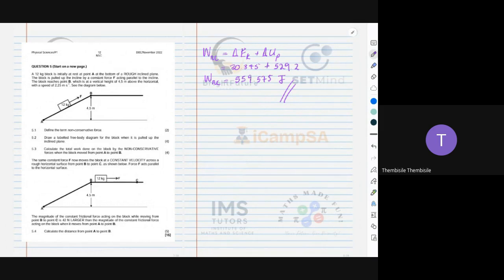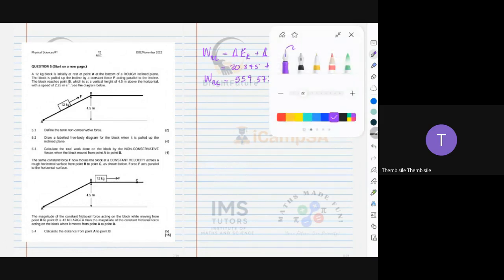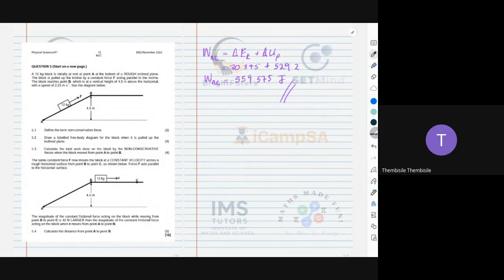Okay. Someone said they can't see the screen. Oh, they left. Okay. Cool. No problem. So let's move to 5.4. So do we understand so far? Give me a thumbs up if we understand. Okay, cool. So we're gonna move to 5.4.